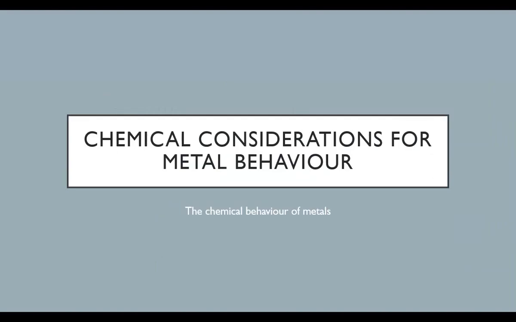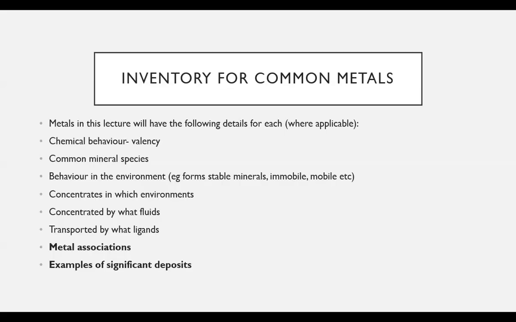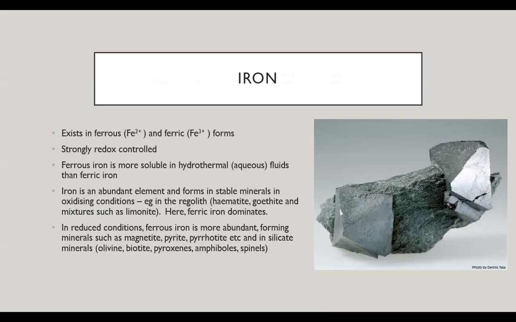So this lecture is more looking at which metals behave together and some of their chemical behavior. There's a lot of detail here that you don't have to memorize all of it. It's just more to go through it, to identify why things will behave together. So don't freak out by lots of specific details. But these are the sort of things we'll go through: the valency, common mineral species, behavior, and how they can be concentrated or transported.